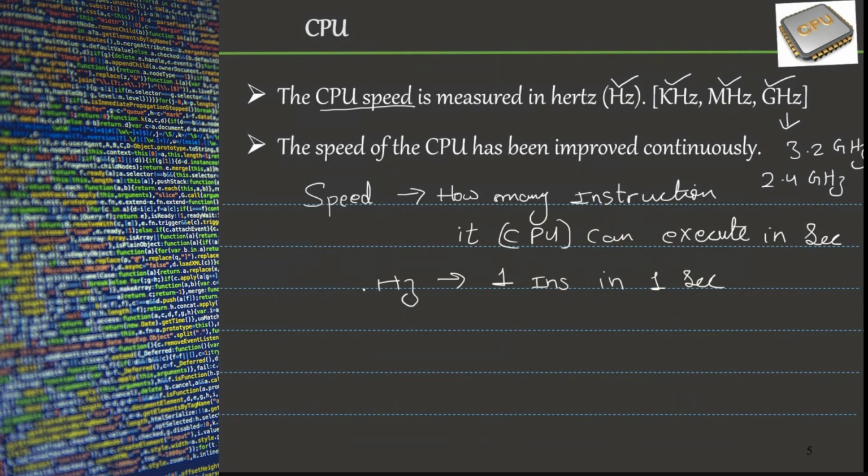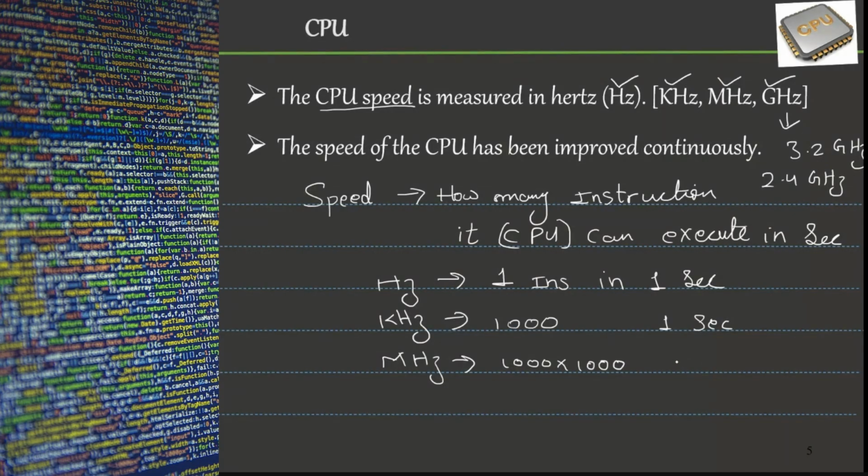Can somebody please think of what a kilohertz is then? If the speed is kilohertz, then I would write it like this: 1,000 instructions in 1 second. So if the speed is 1 kilohertz, that means it can execute 1,000 instructions in 1 second. And what about megahertz, students? If the speed is megahertz, then obviously now you can figure out 1,000 into 1,000.